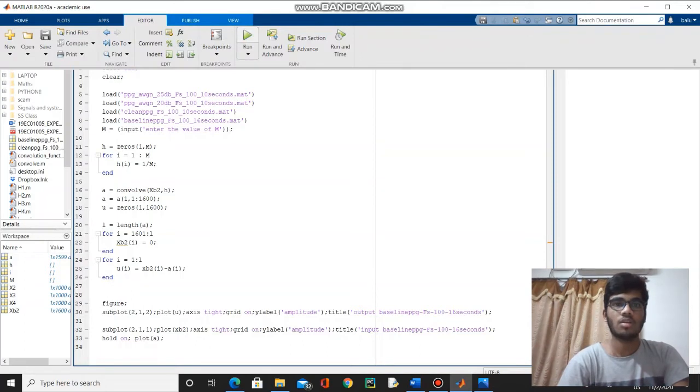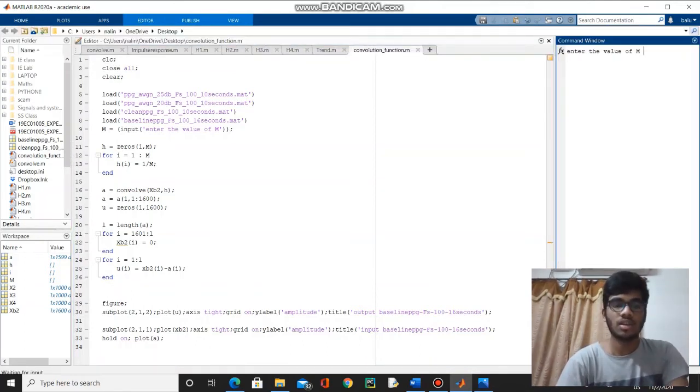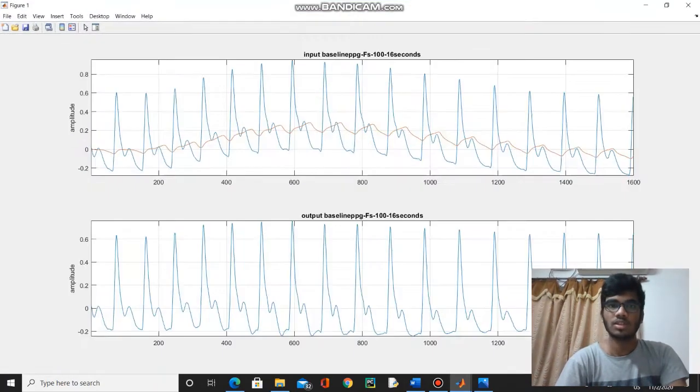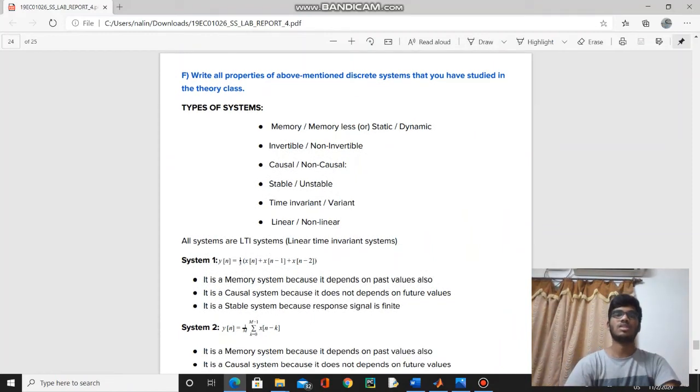If I run the code, to observe the trend in a better way, the value of m should lie between 100 and 500. So let us give the value of m as 150 and enter. As you can see, the red line is the trend in the initial signal, and by performing this code, the trend is removed. In the final part, we are asked to discuss the properties of discrete systems studied in class.